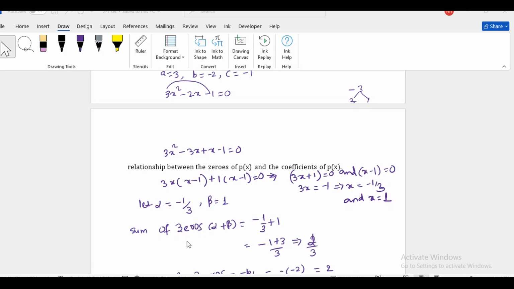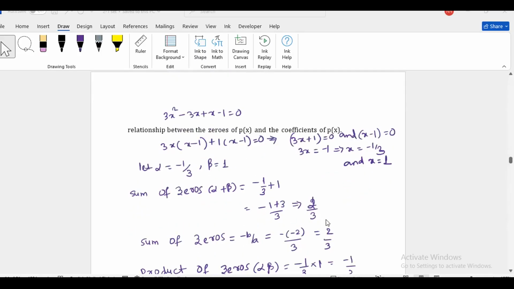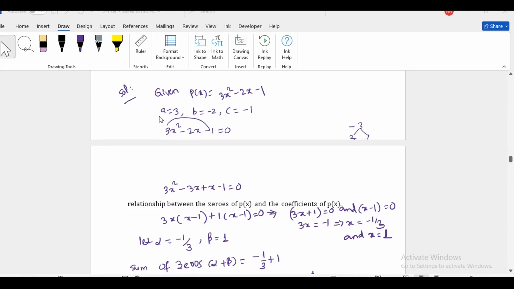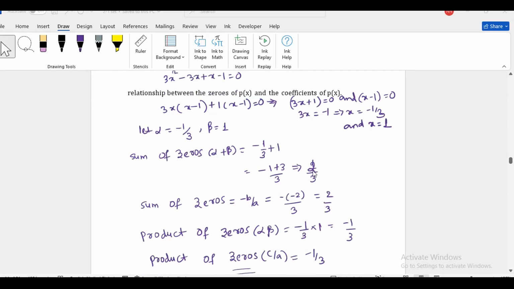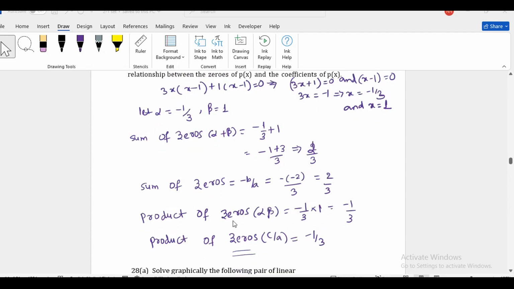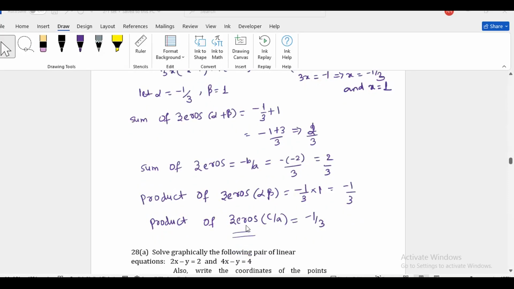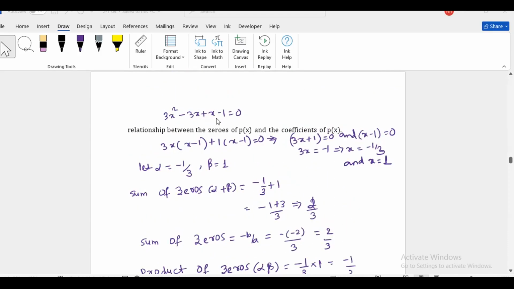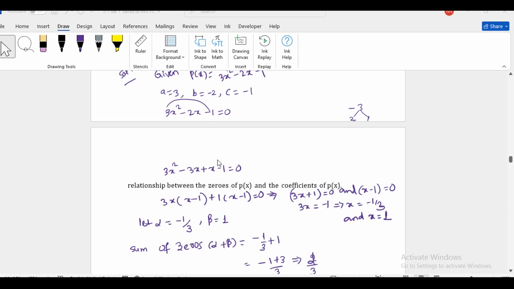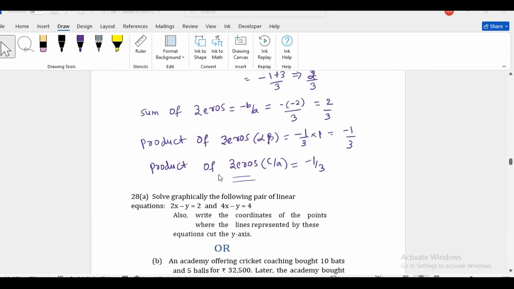First find the sum of the zeros, that is alpha plus beta: minus 1 by 3 plus 1, that is 2 by 3. Using the formula, the sum of zeros is minus b by a. You know the b value and a value, that is minus minus 2 by 3, which is 2 by 3. So this answer should be the same. Next, the product of zeros alpha beta is minus 1 by 3 into 1, nothing but minus 1 by 3. Using the formula, the product of zeros is equal to c by a. We know the c value and a value; substituting, minus 1 by 3 is the product of zeros.